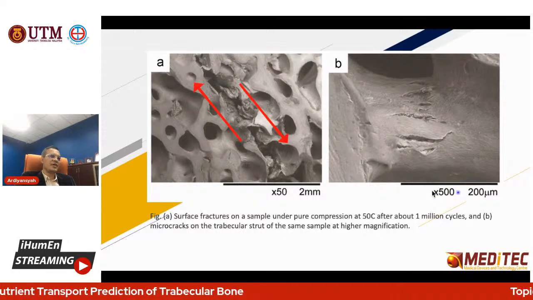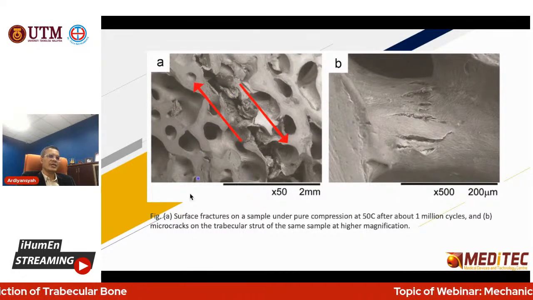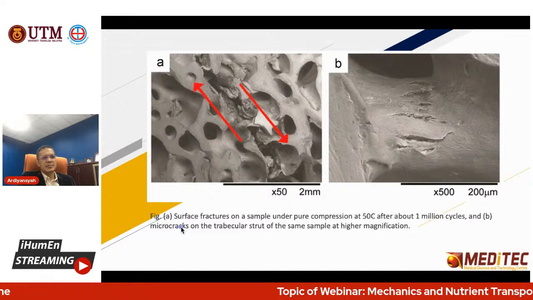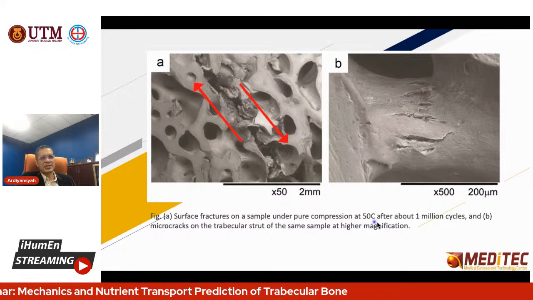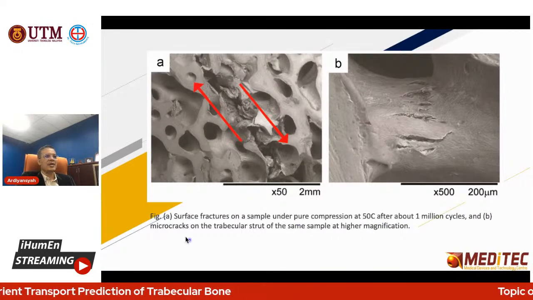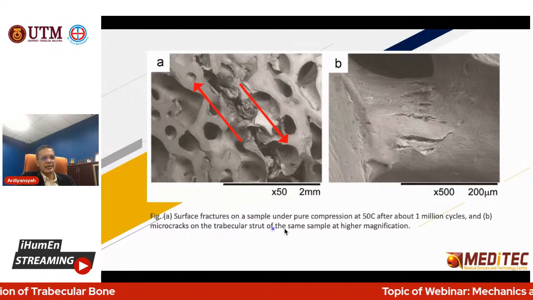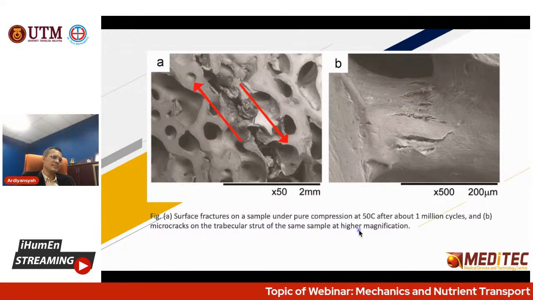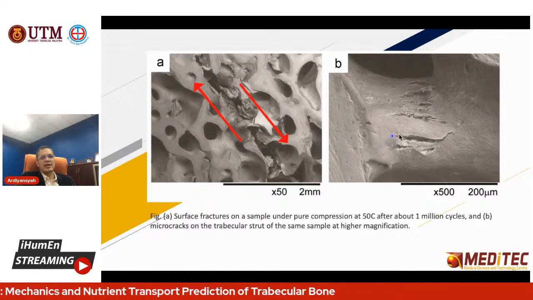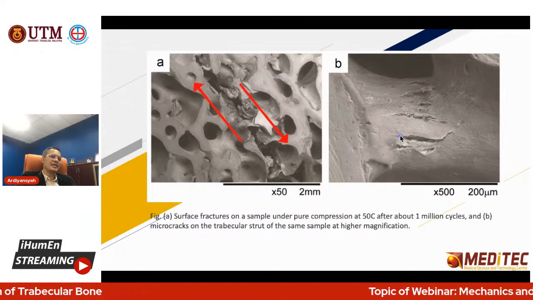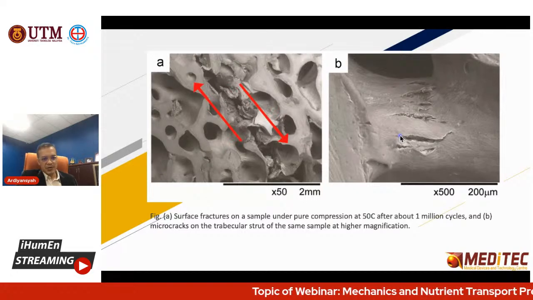Here is the type of the fracture. You can check also in the SEM. Surface fracture on the sample under pure compression, 50% compression after 1 million cycles, and the micro crack on the trabecular bone strut, and the same sample at higher magnification. Here is the surface fracture. Then after that we check on the strut. Then you can see the micro crack in the trabecular structure. That is the initiation of the failure of the trabecular bone.